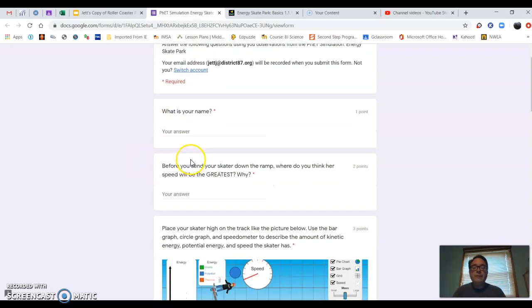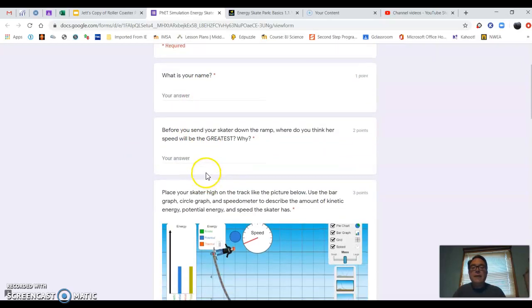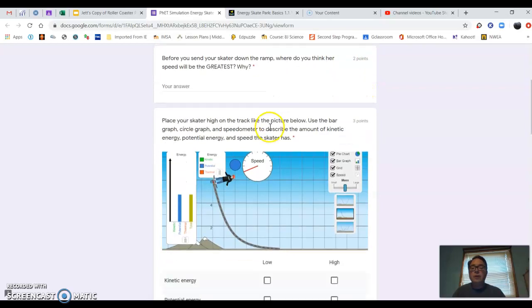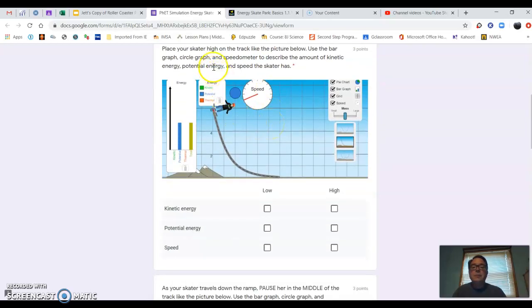Here, put your full name, first and last, please. And then it starts off with the question: before you send your skater down the ramp, where do you think her speed will be the greatest? Tell me what you think right here. This one is a participation question. By doing that, you'll get all the points there. Don't forget this part right here, though. Tell me top, middle, or bottom, but then tell me why you think that. Why is how you get all the points there. All right, next part. Place your skater high on the track, like the picture below.